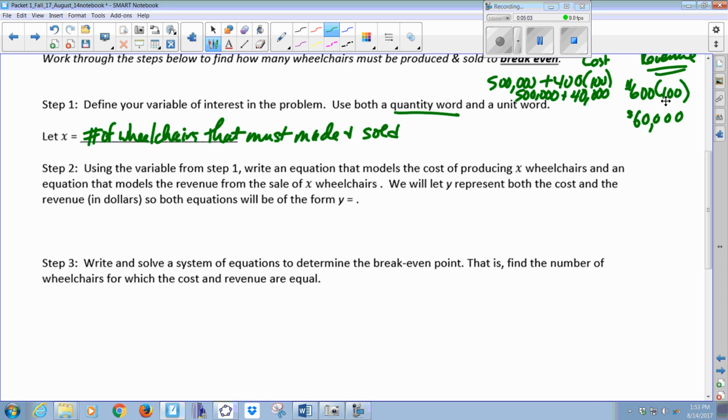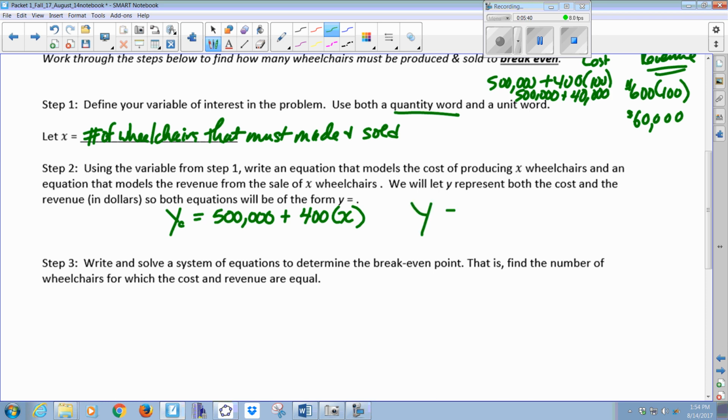So we're going to let y represent both the cost and the revenue in dollars. So both equations will be of the form y equals. For the cost, y equals the initial investment of $500,000 plus the cost of producing x wheelchairs at $400 per wheelchair. Now, I'm just going to make a little change to those instructions. I always like putting a little subscript to say what this y is, so I put a little subscript C, so I know that this is my cost equation.